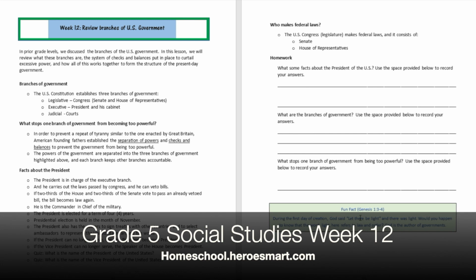Alright, so Genesis chapter 1 from verse 3 to 4. During the first day of creation, God said, let there be light, and there was light. Would you happen to know that the word light here refers to law and order? So God is the author of governments.